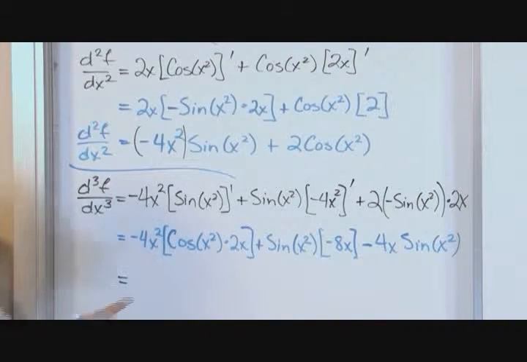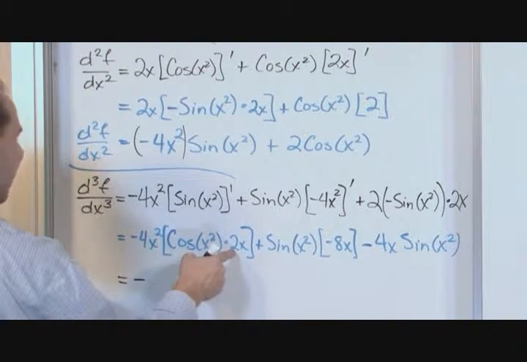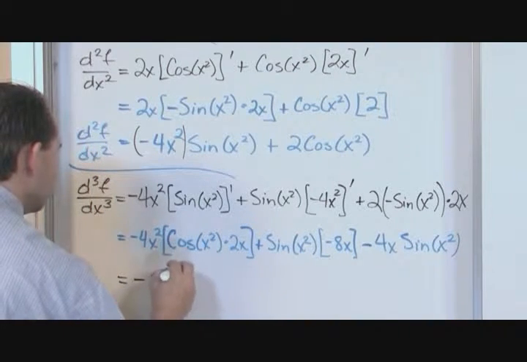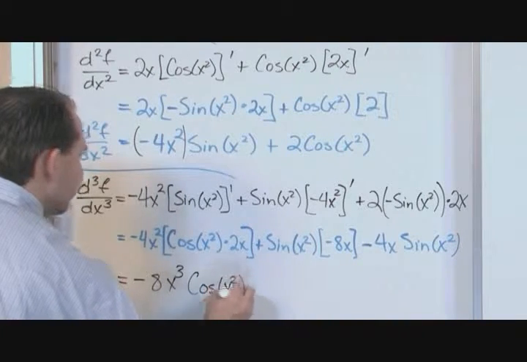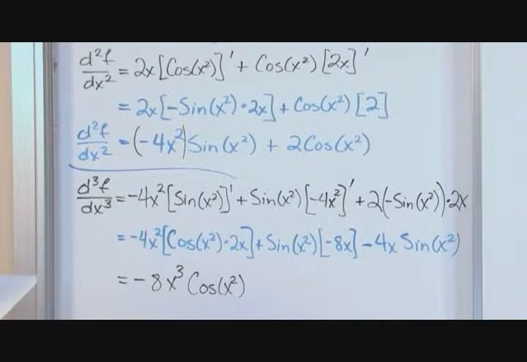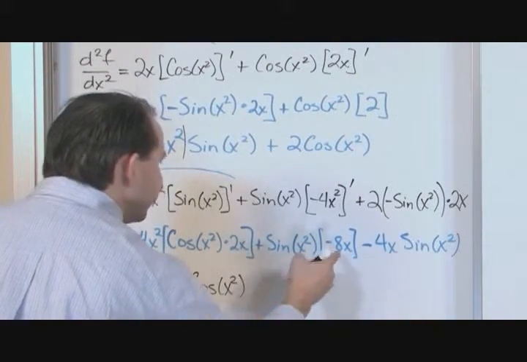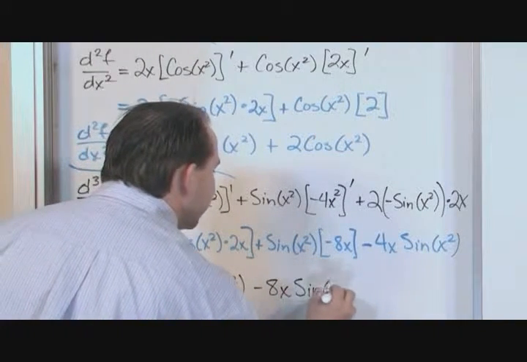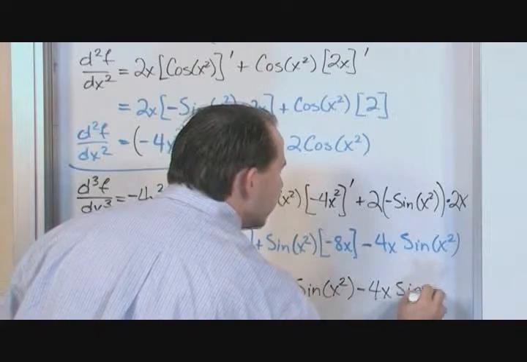So what we're going to have here, this first term, we have a negative here, so we'll keep that negative there. 4 times 2 is 8, so we'll have 8. X squared times x is x cubed, so we'll have x cubed. And then we'll just keep the cosine, cosine x squared. So that takes care of this first term. All right, and then over here, let's go ahead and just rewrite it in an easy to see fashion. This negative 8x is going to come out front, negative 8x times the sine of x squared minus 4x times the sine of x squared.